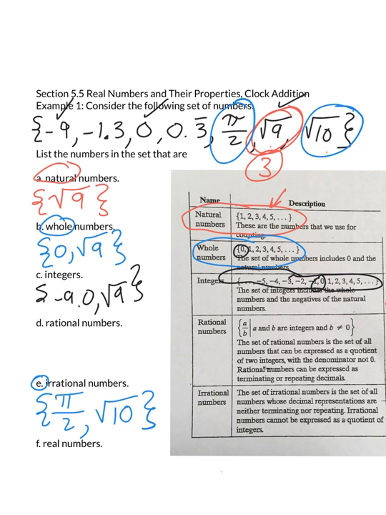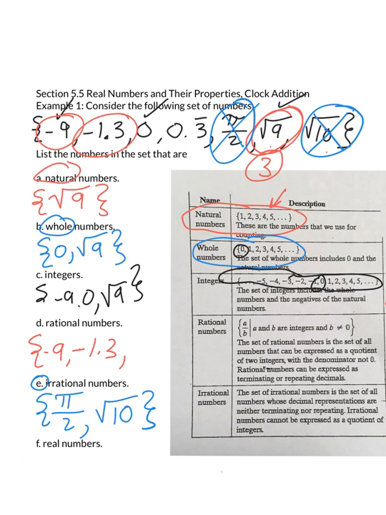So pi over 2 and square root of 10 are my only irrational numbers. If I X those out in blue, everything that's left is a rational number. So going back to D, I have a negative 9 left, comma, we got negative 1.3.